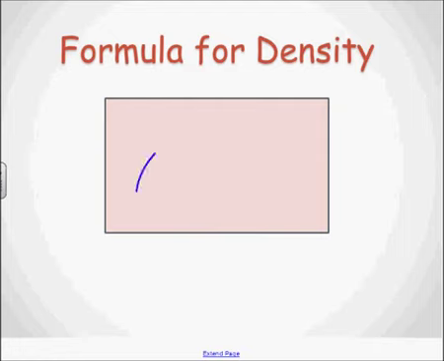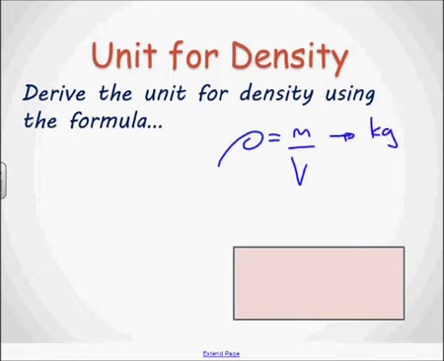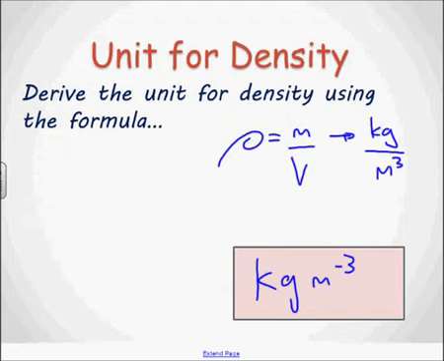Formula for density: rho is the symbol, mass divided by volume. Unit for density: derive the unit using the formula. Well, the formula is rho equals m over v. So what's the base unit for mass? It's kgs. Base unit for volume is meters cubed. So it's kg per meter cubed. Actually, sometimes things are expressed in grams per centimeter cubed because that's usually a smaller number, so that's quite often used.